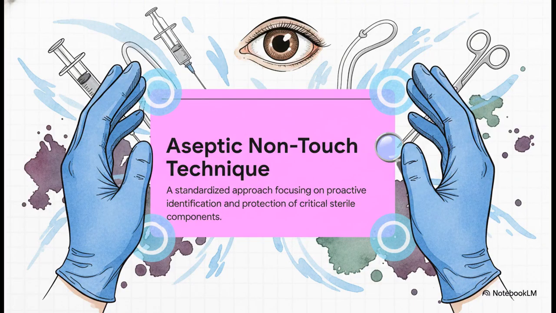So, what is ANTT, really? At its heart, it's a proactive strategy. Instead of just reacting to possible contamination, ANTT is all about identifying the critical sterile stuff before you even start a procedure, and then actively protecting those things the whole time. It's a total mental shift in how we think about sterility.